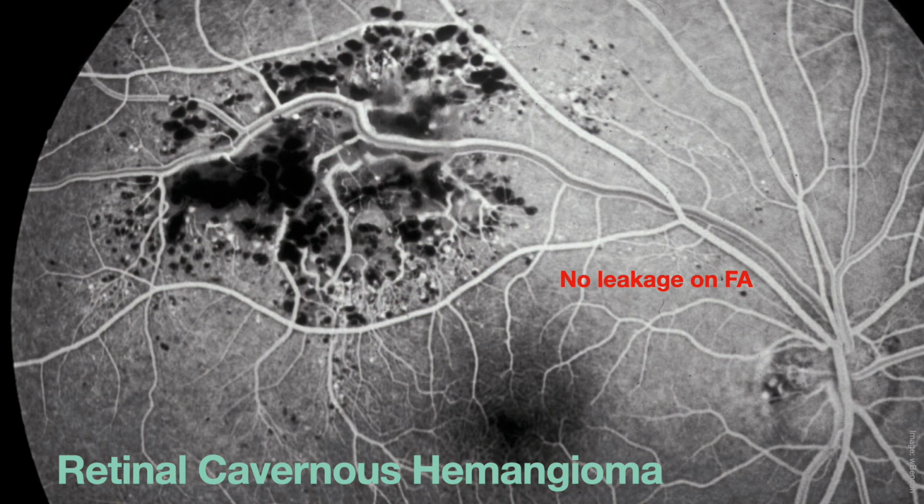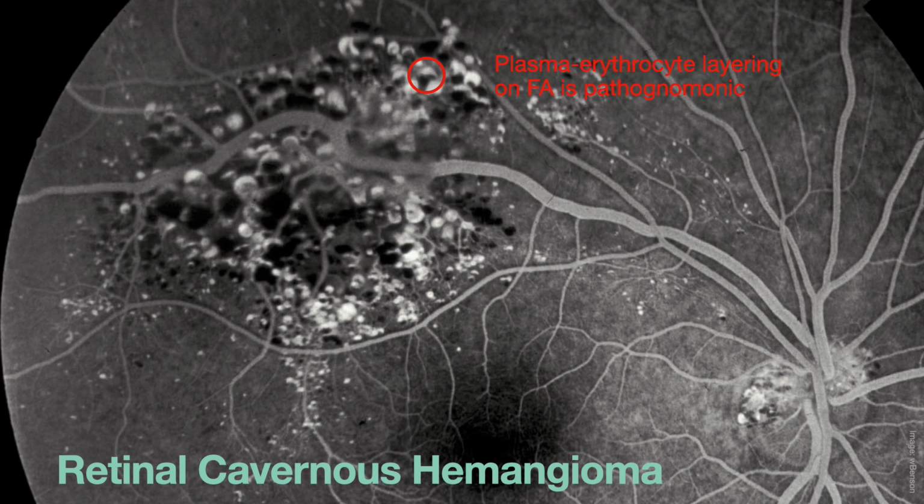Here's that FA I was talking about. No leakage on FA, and then they get this plasma erythrocyte layering. On FA, that is pathognomonic. It's pretty cool.